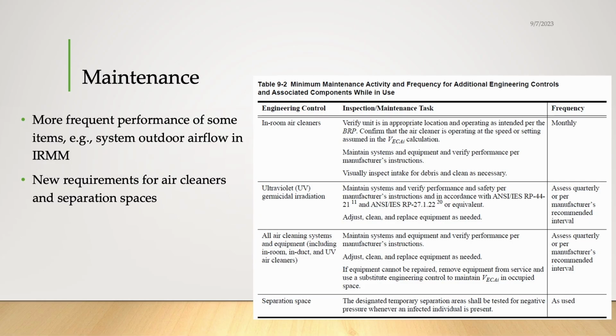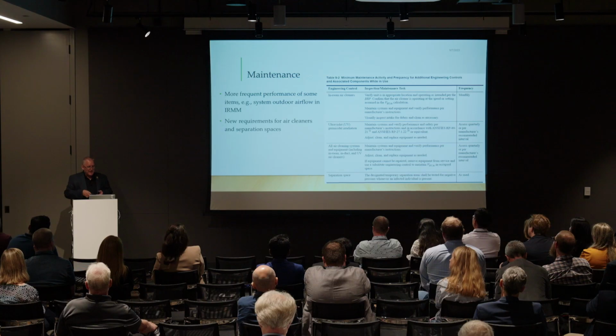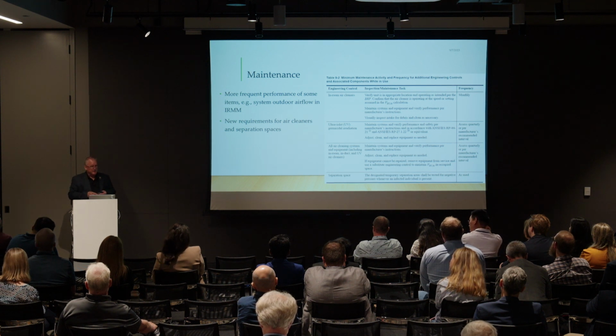Maintenance is also touched on here, and the main things that are incorporated in 241 are first of all, some maintenance items that are critical to infection risk mitigation need to happen more frequently. Standard 62.1 says you have to check the outdoor air at least every 5 years. That's not really good enough. It needs to be checked every year if you're going to be operating, or within a year if you're operating in infection risk mitigation mode.